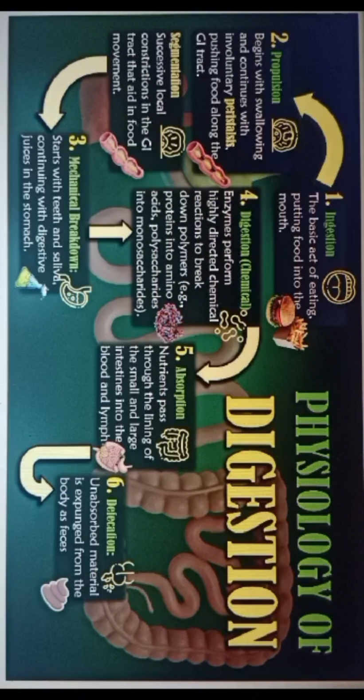The fourth one is chemical digestion. Enzymes perform highly directed chemical reactions to break down polymers. Examples are proteins into amino acids, polysaccharides into monosaccharides. The fifth one is absorption. The nutrients pass through the lining of the small and large intestine into the blood and lymph. The sixth one is defecation. Unabsorbed material is expelled from the body as feces. So these processes are aided by specific chemical stimuli that activate reflexes, some mediated by the central nervous system.